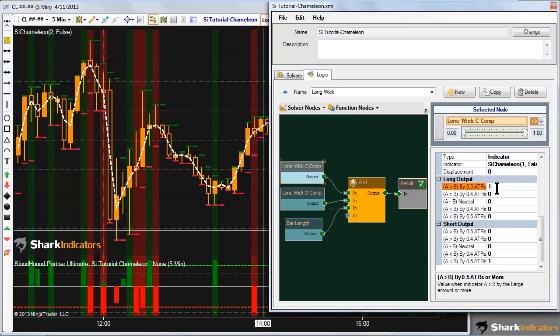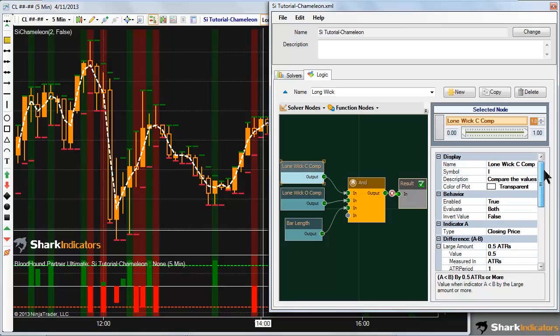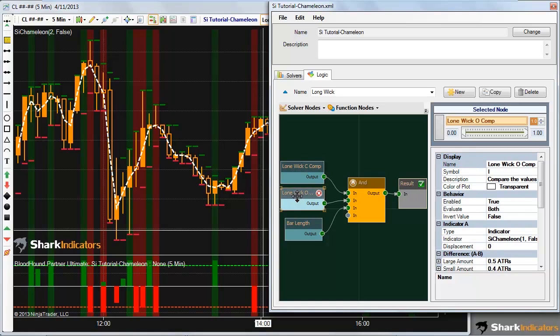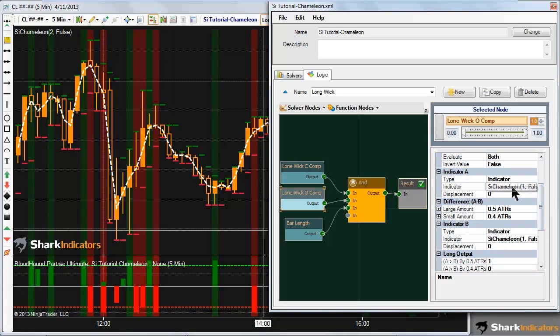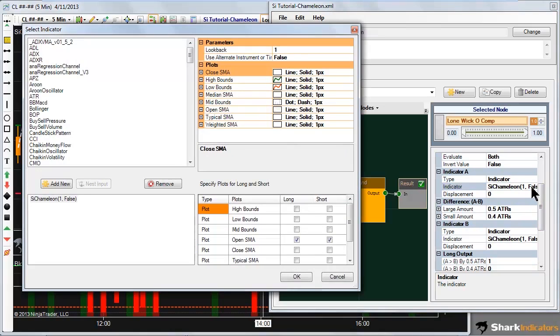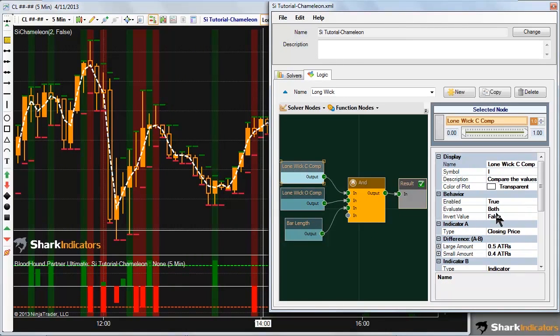And here's how I have the output set up. In this solver, I'm comparing closing price to the high and low. And in this solver, I'm comparing the opening price. That's what the O designates, is the opening price. So in indicator A, I'm comparing the opening price, whereas in this other solver, I was comparing the closing price.